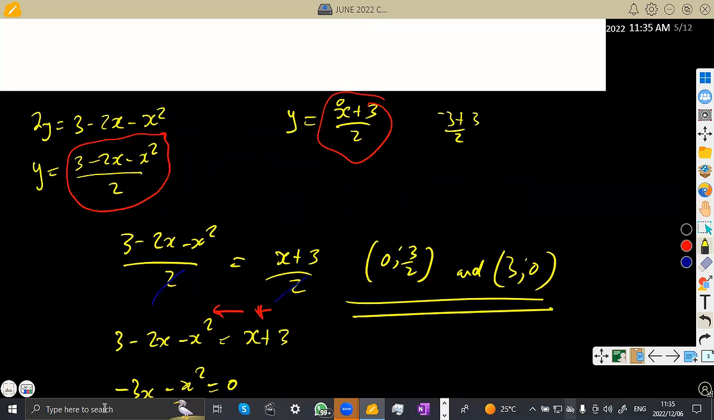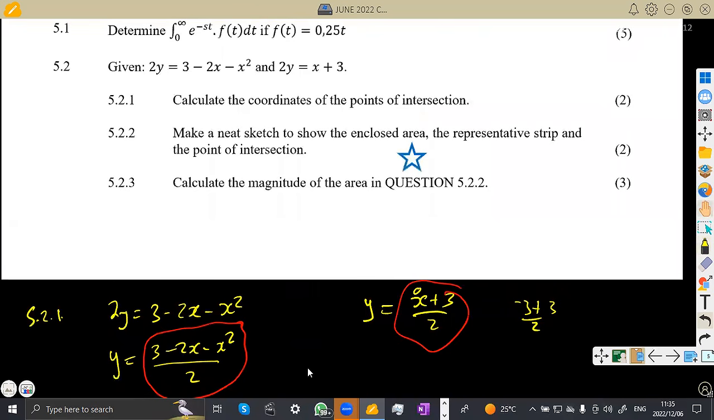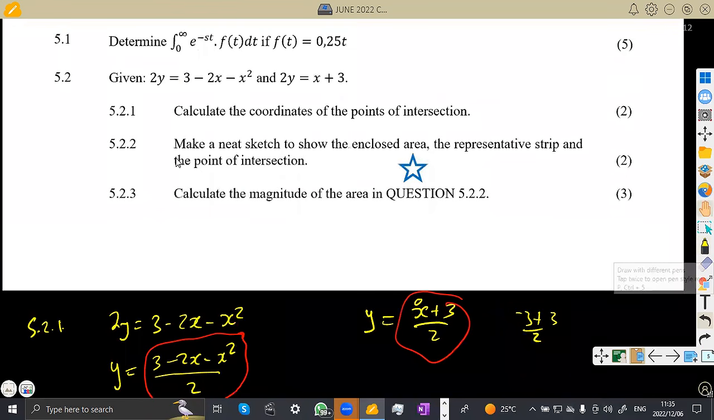So you can even write, there are so many ways that we could have worked out this question. All right, let's check the other part on 5.22, which is to make a neat sketch to show the enclosed area, the representative strip, and the point of intersection. So you're supposed to show where these two graphs are intersecting, and the representative strip that you're going to use when you're calculating the area, because at the end you are supposed to calculate the area, which is on 5.23 there. We are asked to calculate the area.